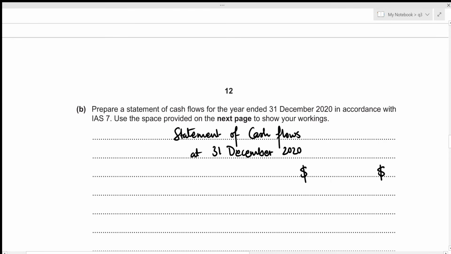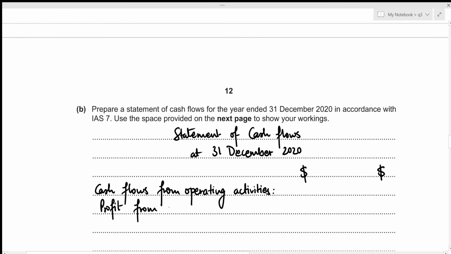Now, in accordance with IAS 7, statement of cash flows has three sections. The first one is cash flows from operating activities, second one is cash flows from investing activities, and the third one is cash flows from financing activities. Now I'm going to start with the operating activities. Okay, and we always start with profit from operations in our cash flows from operating activities. So that's profit from operations.